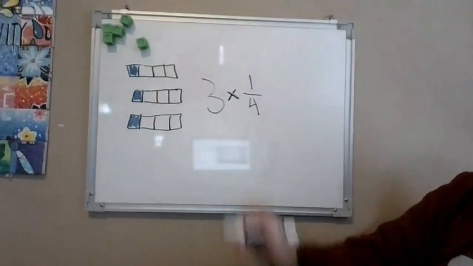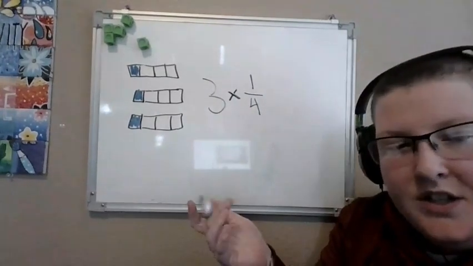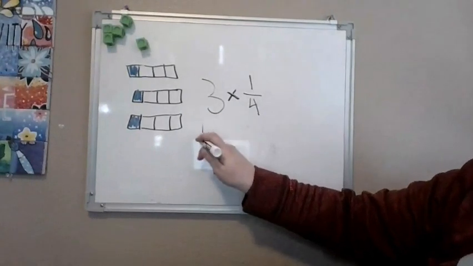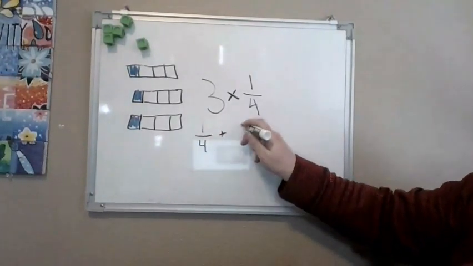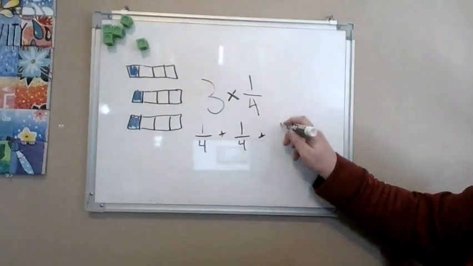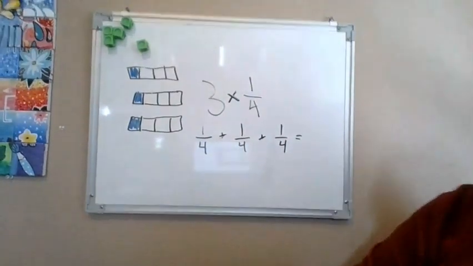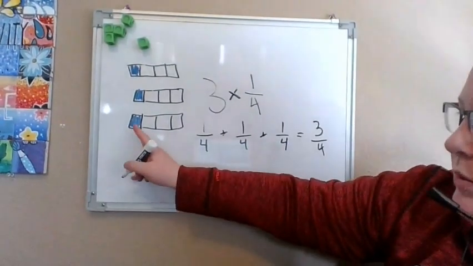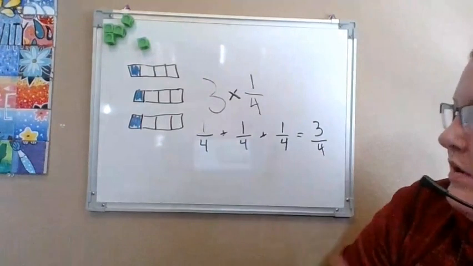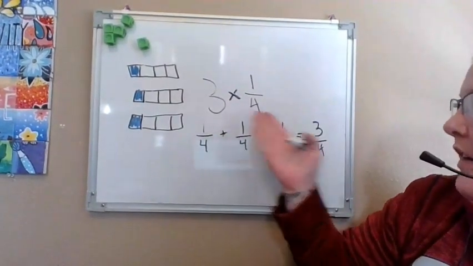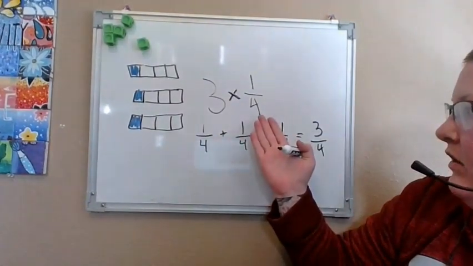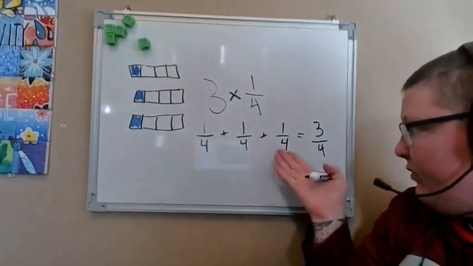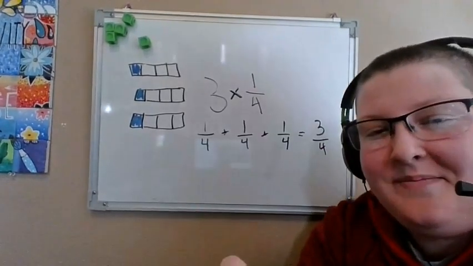And you can see that just like in normal multiplication, we can use repeated addition to solve this. So I could have 1/4 plus 1/4 plus 1/4, which is the same as 3/4. And you can see that in our drawing. We've got 1/4, 2/4, 3/4. So 3 groups of 1/4 is equal to 3/4. It's also equal to 1/4 plus 1/4 plus 1/4.